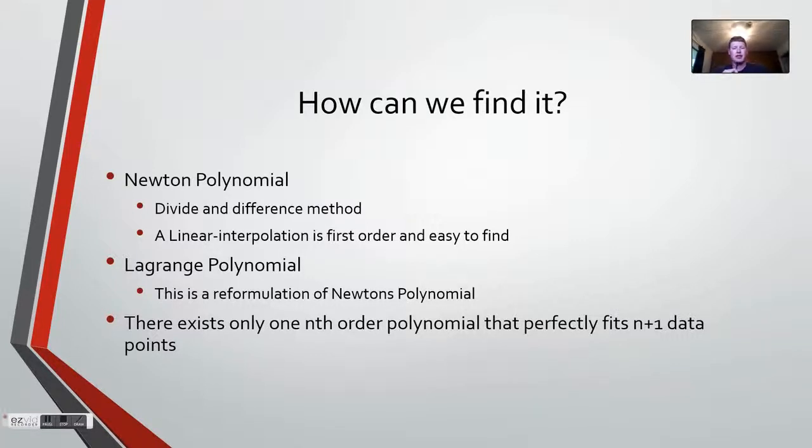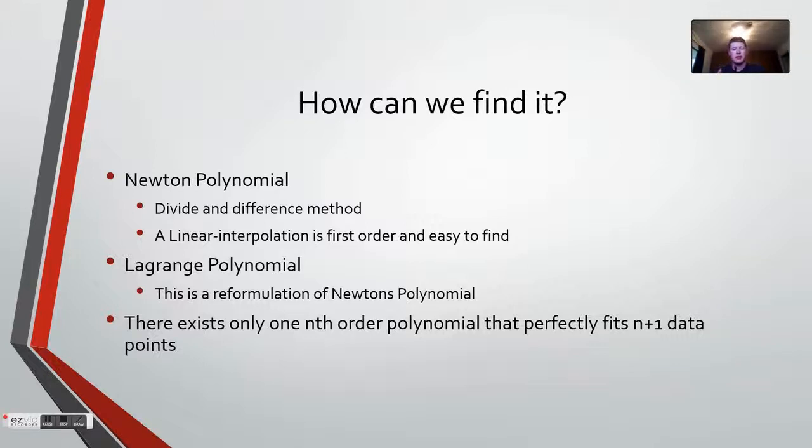Also, when finding it, there's only one polynomial that's going to perfectly fit it, and you have to have n plus 1 data points to find a polynomial of nth degree. So we need 5 data points to find a 4th degree polynomial, 2 data points to find a 1 degree polynomial, etc. Or in that case, a linear.